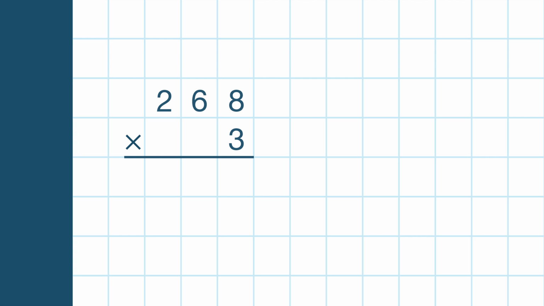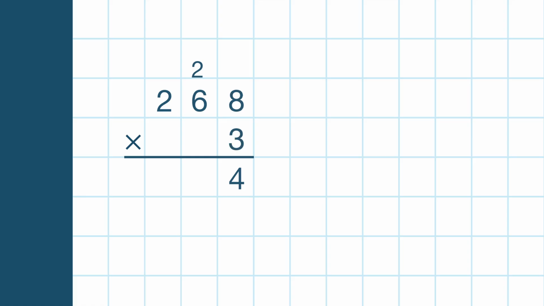Let's work through it together. First, multiply the ones place. What is 8 times 3? It's 24. Write the 4 in the ones place. How many do we carry? We carry 2. Write a small 2 above the tens place.